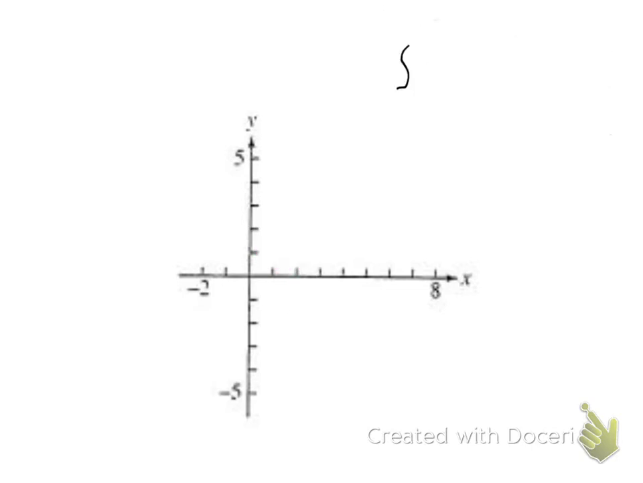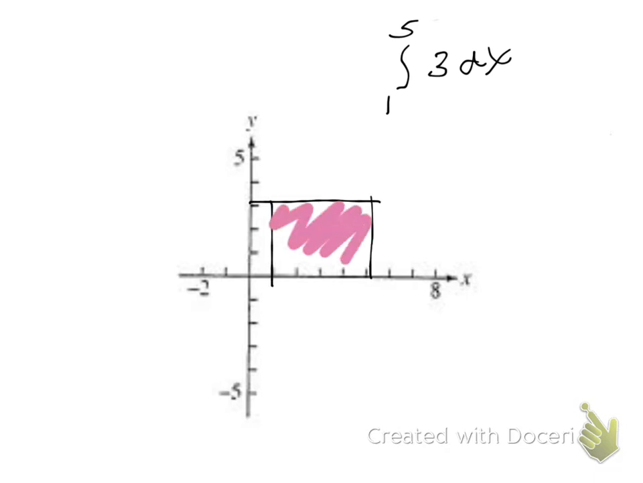Another example was 3dx. This time I want it from 1 to 5. So you draw your line here, but we're only interested in the interval between 1 and 5. So I only wanted this area right here. We had to be careful because the width was 4 units wide. The height was only 3 units, and so the answer was 12.